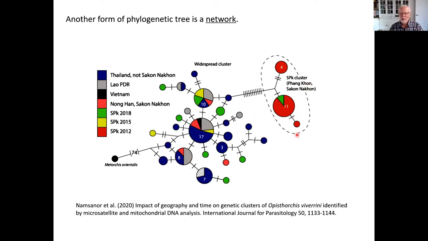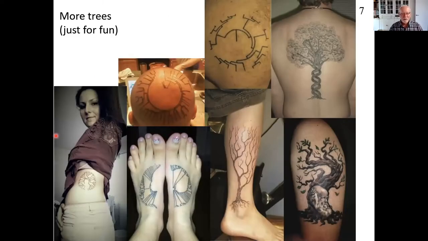So these three haplotypes shown here form a distinct cluster within Opisthorchis viverrini, which are distinct from all the other Opisthorchis viverrini sequences. And the number of marks along this line shows the number of differences between here and here. So this kind of diagram, this kind of network diagram, is a kind of phylogeny, but can show a lot more information. And I like phylogenetic trees. Other people seem to like phylogenetic trees as well.